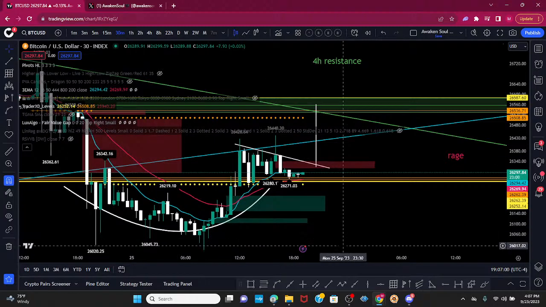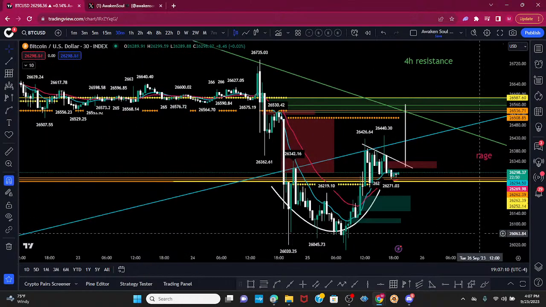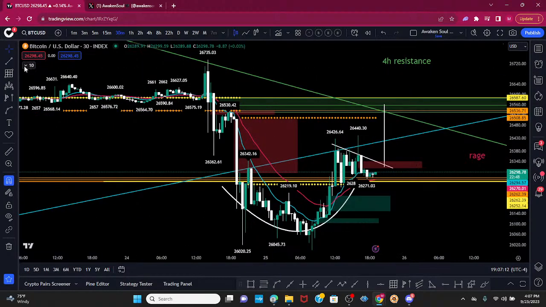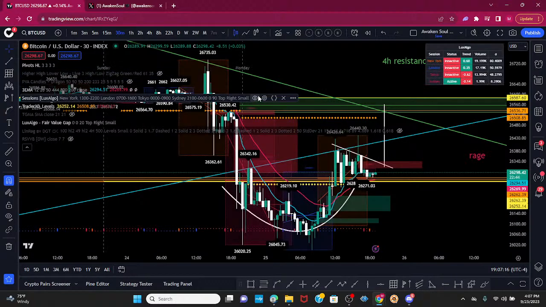So how do I take the trade, right? I think that's the $1 million question. So I'm in my 30 minutes. That's the play. That's what I'm seeing. That's what I'm feeling. I'm seeing where the liquidity is right now. This is where my sessions indicator comes in play. I love this indicator. If you don't have it, you should have it. It's a really cool indicator.